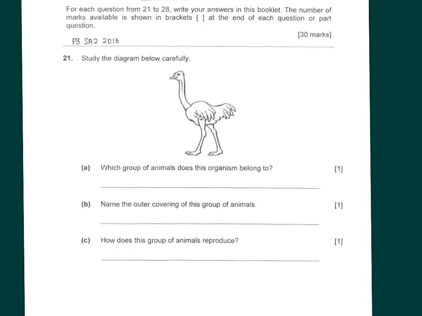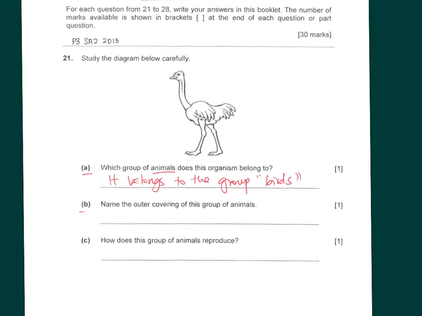Okay, question 21, first question of booklet B. Study the diagram below carefully. Part A. Which group of animals does this organism belong to? You know, animal is a kingdom, and we talked about this earlier on. So this belongs to the group birds. Let me rewrite this. It belongs to the group birds.